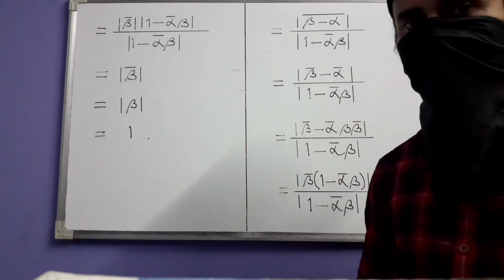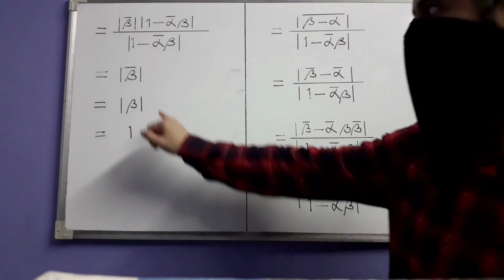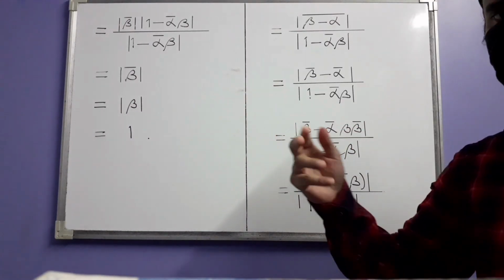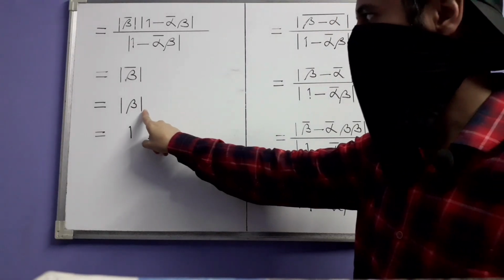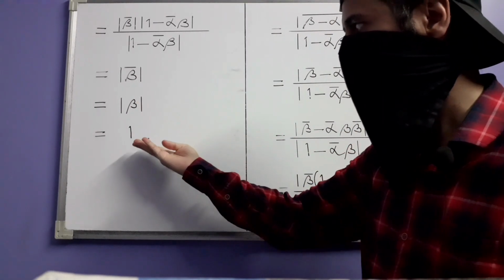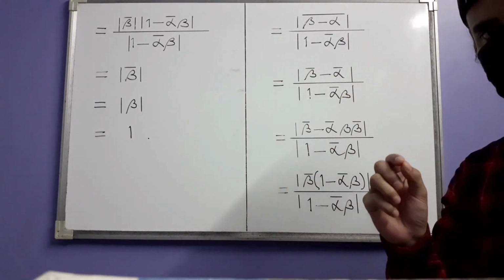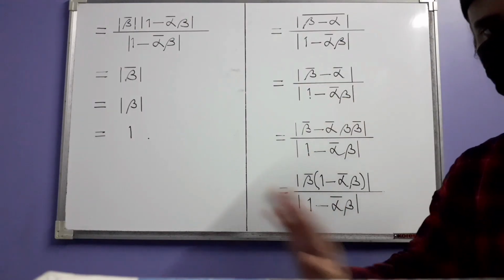Now you can cancel from the numerator and denominator that same thing. That leaves you with mod beta bar, but we know that mod beta bar is equal to mod beta. In fact, that's what we used here in this step. So we have come back to mod beta, which is already given to be 1, and that is why that original complex number, I mean its modulus, is equal to 1. So you have evaluated it.